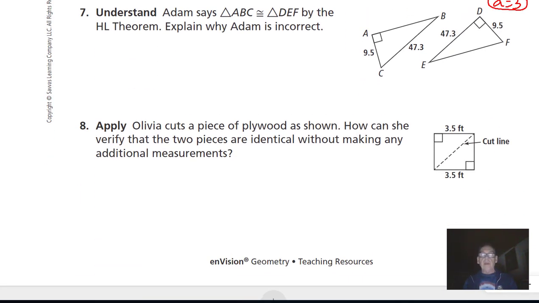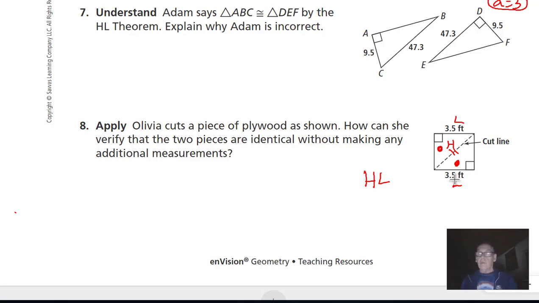Okay, let's look at number 8. She cuts a couple of pieces of plywood as shown. How can she verify the two pieces are identical without making any additional measurements? This is her cut line. Her cut line basically gives a hypotenuse between the two triangles. Each one of these is 3.5 feet, and it's a right triangle. So this gives us a leg and a hypotenuse that match between the two triangles. So these two pieces are going to be congruent by hypotenuse leg.